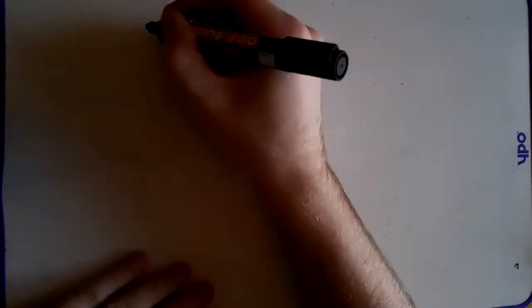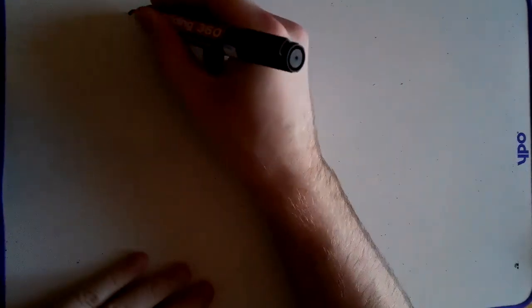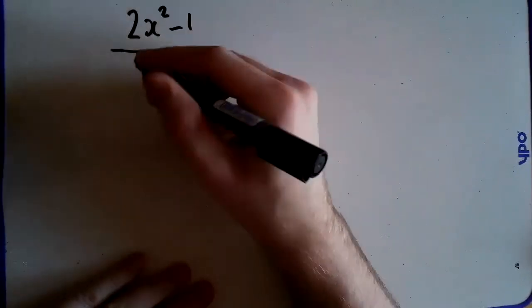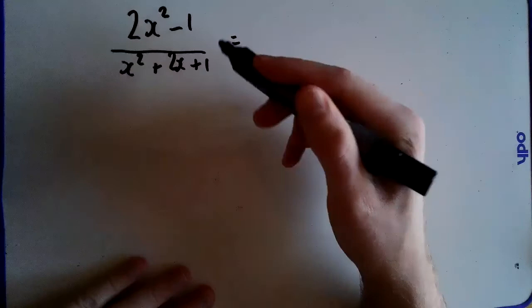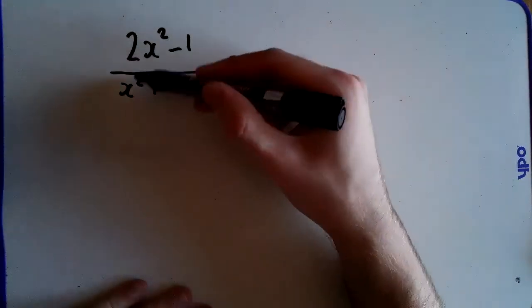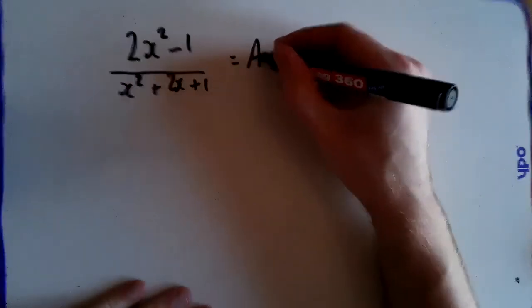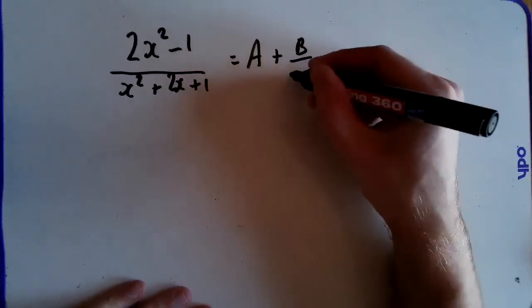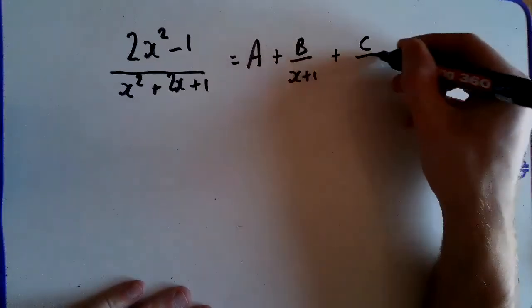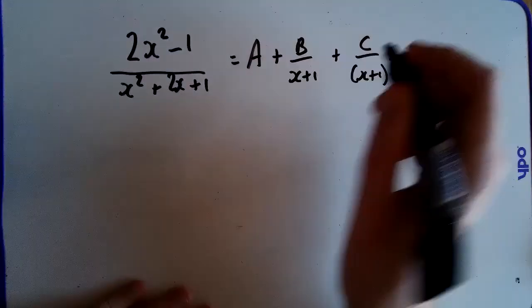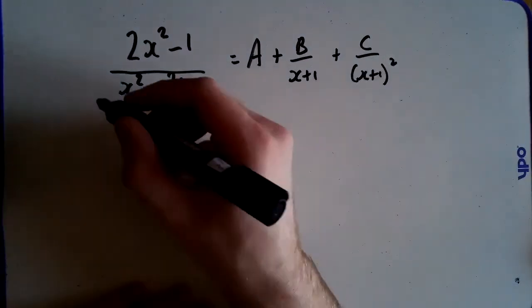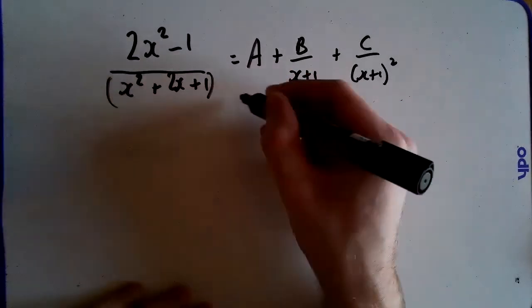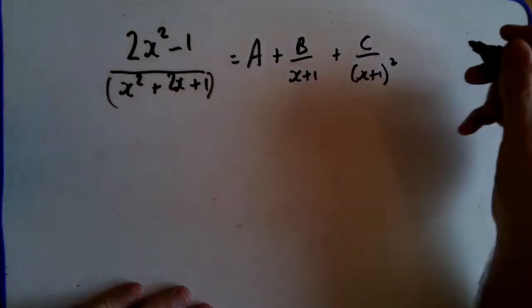So we have (2x^3 - 1) over (x^2 + 2x + 1). It's an improper fraction, so that means I would have a constant, but the question tells you anyway. It's a plus b over (x + 1) plus c over (x + 1) squared. And that's because the denominator is just (x + 1) squared if you factorize it. Okay, so times by this denominator here, which is just (x + 1) squared.